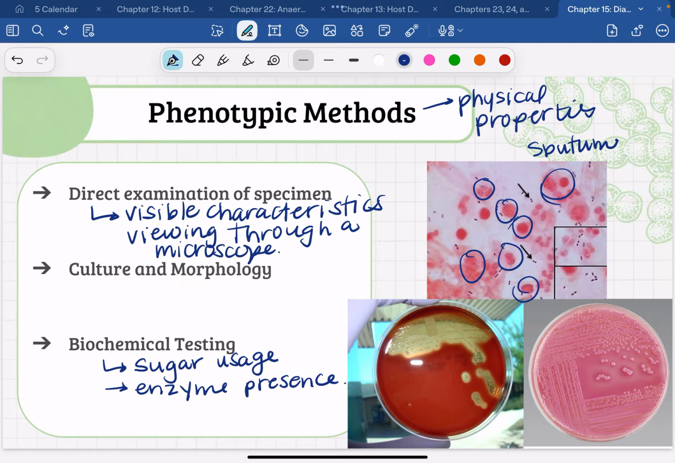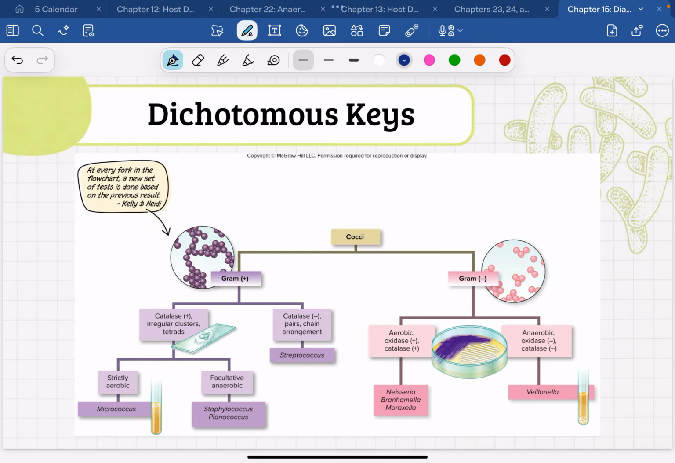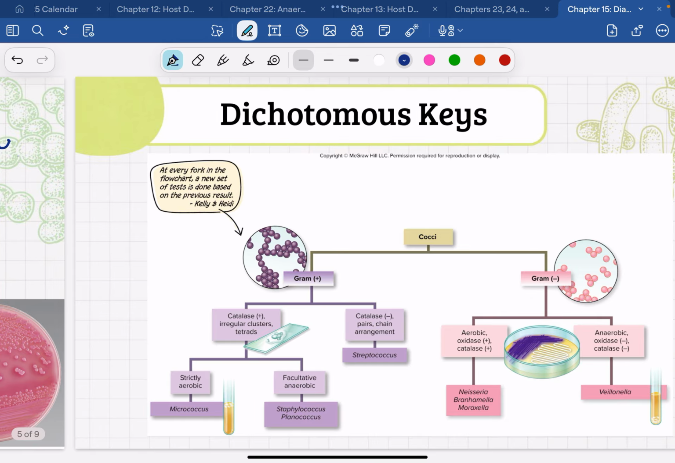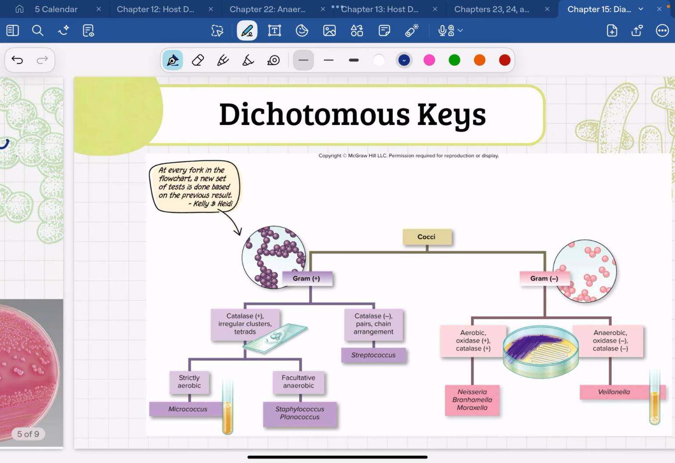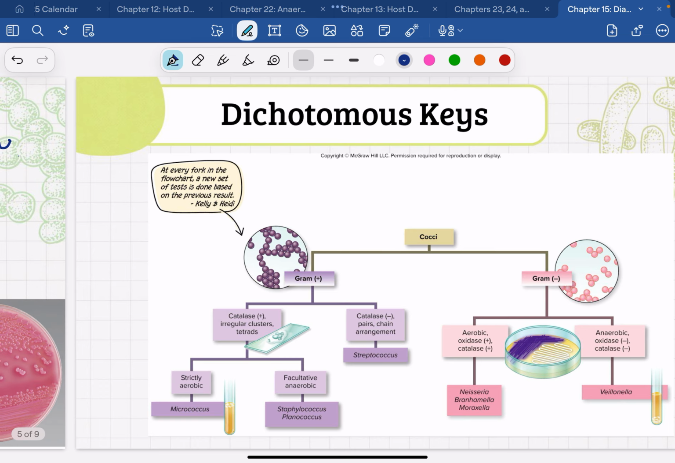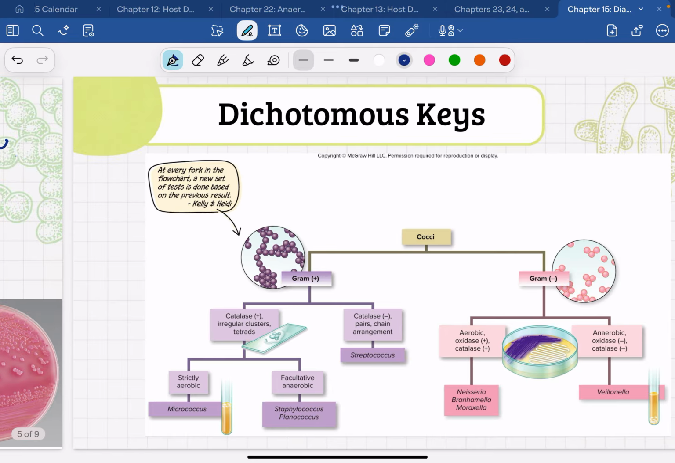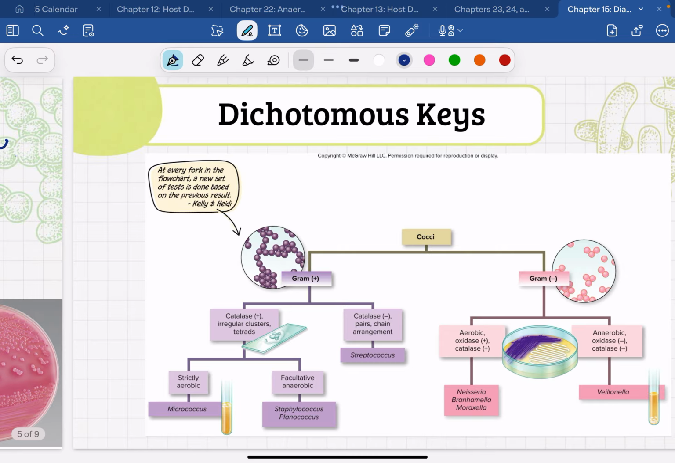So biochemical testing is really, really important to phenotypic identification. And the way that we typically identify certain organisms is by using something called a dichotomous key. And a dichotomous key is just a special kind of flow chart. Now keep in mind, you don't have to memorize this dichotomous key, but what you do have to understand is how to use one. And you'll notice that this is a flow chart that helps you determine a bacteria's identity based on a combination of phenotypic traits, culture traits, morphology traits, and biochemical traits.